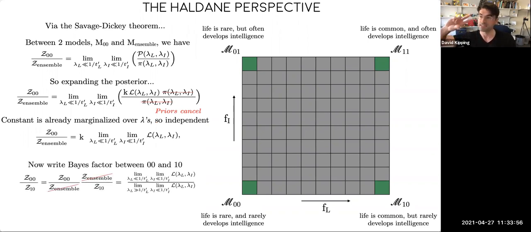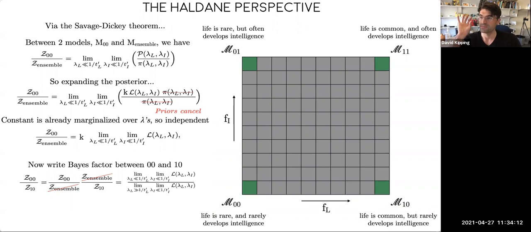And then if I want to compare two different corners, then I can do a chain rule type ratio where I just do the ensemble on the top and the bottom, it cancels out. And now it's just the ratio of those two likelihoods evaluated in their different limits. And so the prior doesn't enter.